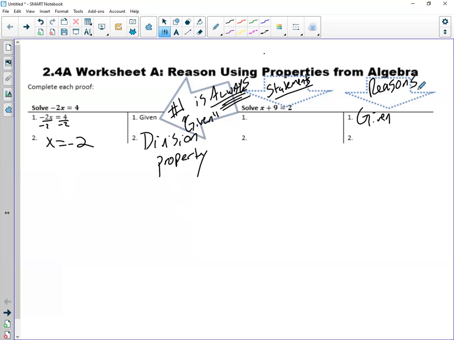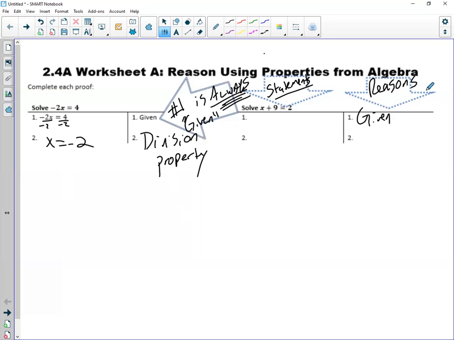So these are the columns that I was talking about. Your left column is your statements and your right column is your reasons. So what you have to do is provide the steps and then provide the reasons. A proof is essentially a set of directions. That's what it really is.